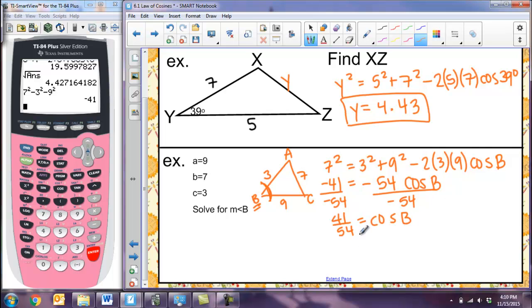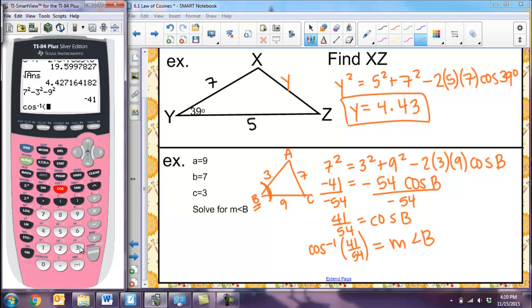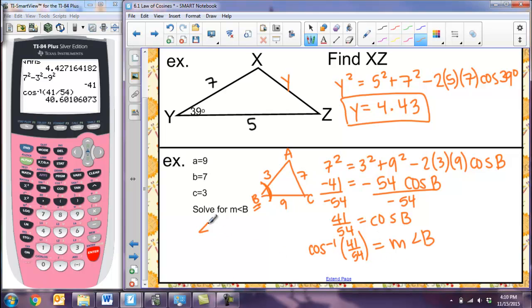And then this is just like what we did before. We're going to take the inverse cosine of both sides, so then B gets by itself. Take the inverse cosine of 41 over 54, and that should give me the measure of angle B. Again, you need to be in degrees for this, and all you have to do is second cosine, that's the inverse cosine, and then 41 over 54. Okay, we're going to round to the nearest degree. So the nearest whole degree, 40.6, would round up to be 41 degrees.